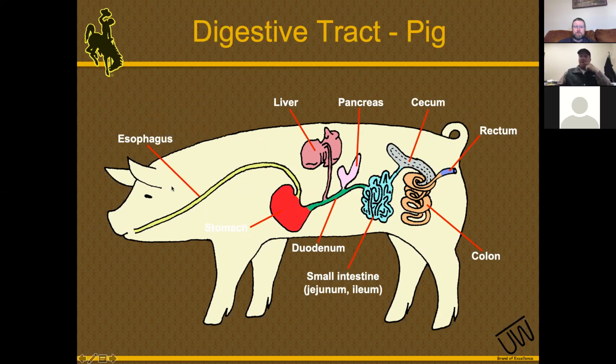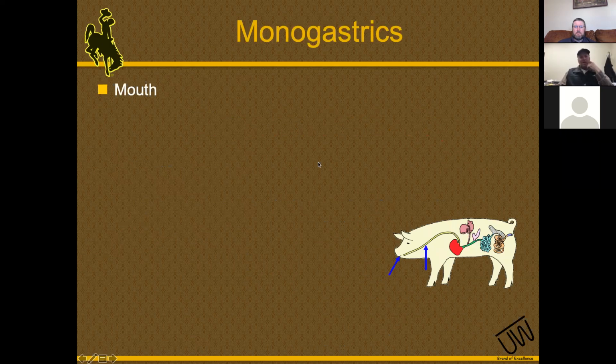I can. Okay. So when an animal eats feed, chews it up, and swallows it, it goes down through the esophagus and into the stomach. Now remember, a pig is a simple stomach. So they've all got a mouth, which is where mastication occurs.